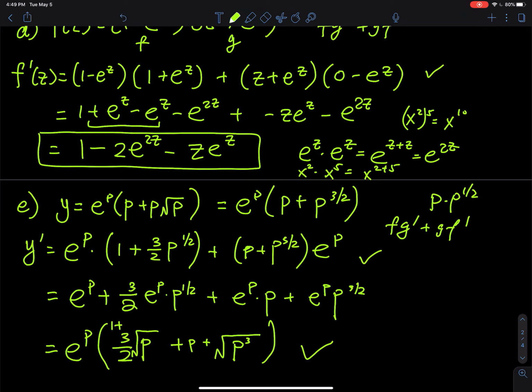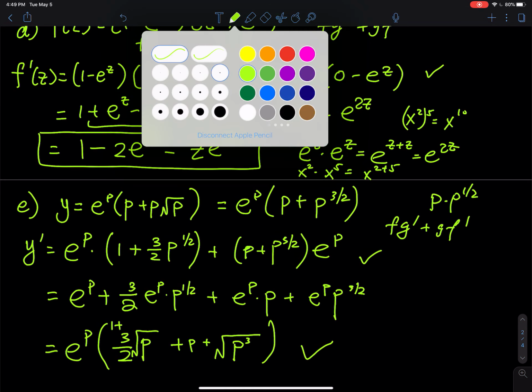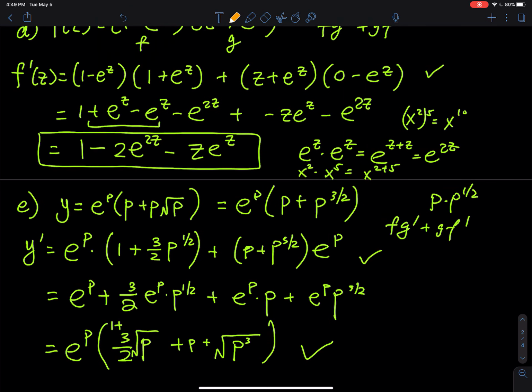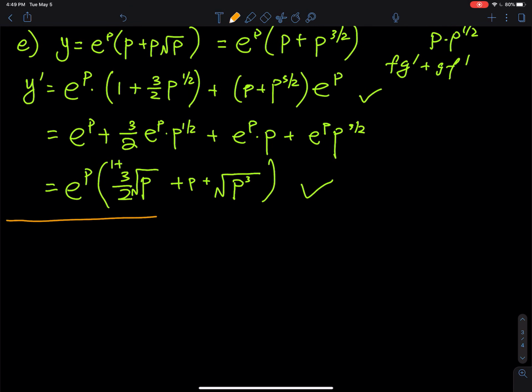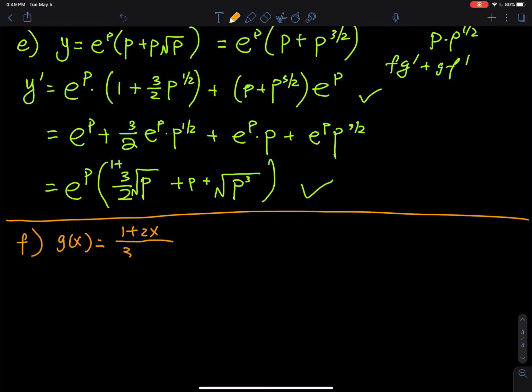So the next one, we will be doing quotient rule. Let's switch color for that. So part F is a quotient rule problem. So part F, we have g of x equals 1 plus 2x divided by 3 minus 4x. Again, there is no way to simplify this rational function.